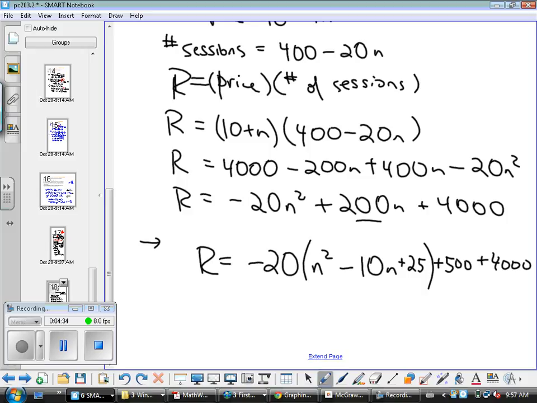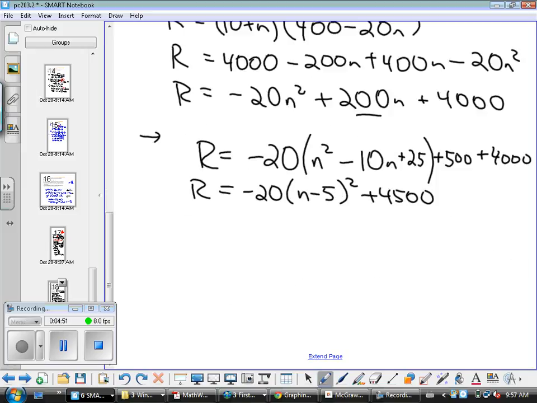And then when I rewrite this as a binomial squared, I get negative 20 times (n minus 5) squared plus 4,500. And so now I know what my vertex is, right?